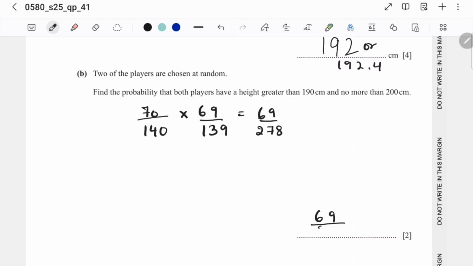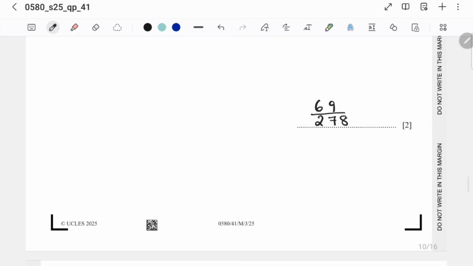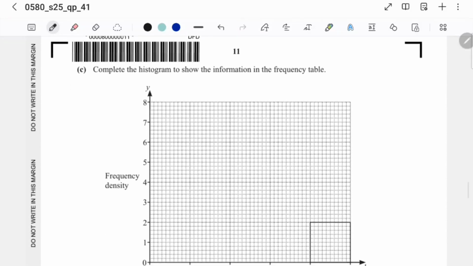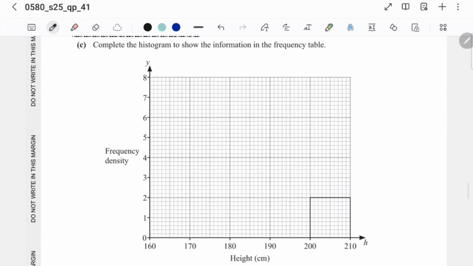69 upon 278, because 70 and 140 will cancel. Okay, now part C of the same question.